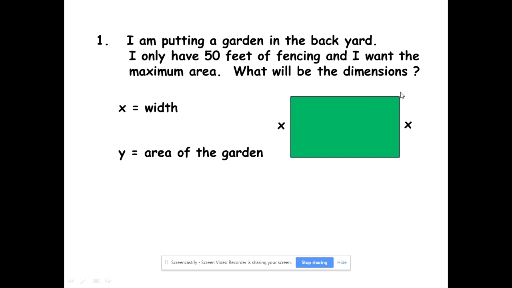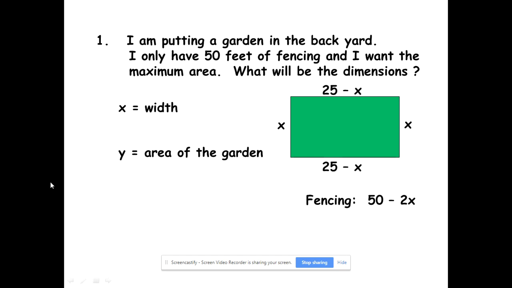Well, if I take a look at what the perimeter of this garden would be, it would be 50 feet because I only have 50 feet of fencing. So if I go across and down and across and back up, it has to be equal to 50 feet. So how much fencing I have left between these two areas would be 50 minus 2x. But I have two sides, so I have to divide that by 2. So each one of these sides would be 25 minus x.